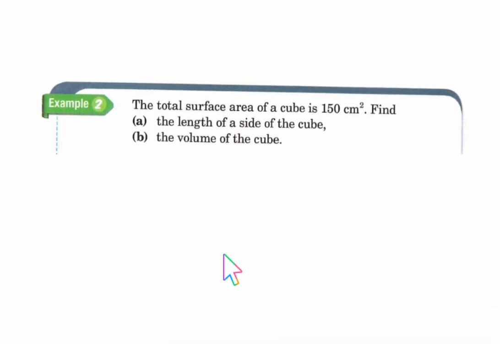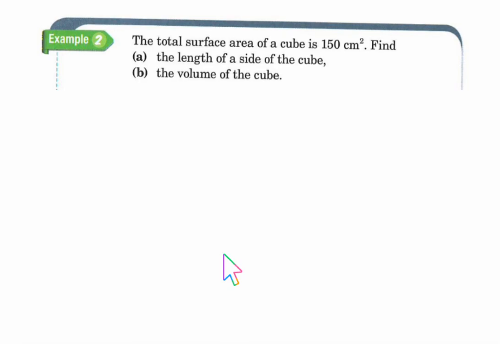Let's look now at example 2 from your book. The total surface area of a cube is 150 centimeters squared. So they're giving you the surface area. You need to find the length of each side of the cube, and then using that, figure out the volume of the cube. Go ahead and pause the video and try this one on your own first.